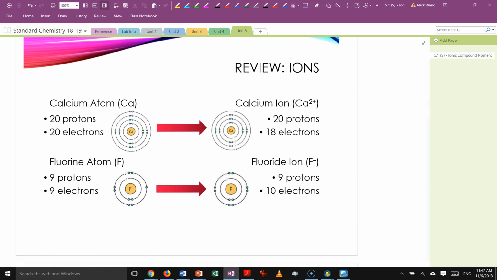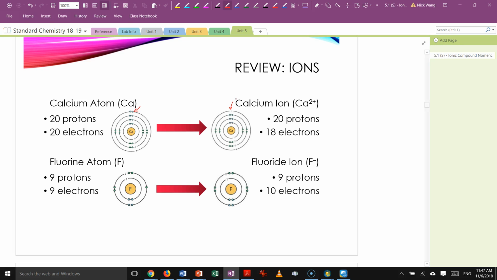A really quick review, we have this calcium atom. There's 20 protons and 20 electrons, but the important thing is that we have 2 valence electrons, right? So these 2 outermost electrons. So then, when calcium atom becomes a calcium ion, it loses those 2 electrons. You can see that these 2 that were there before are no longer there. And so as a result, it becomes a positive 2.